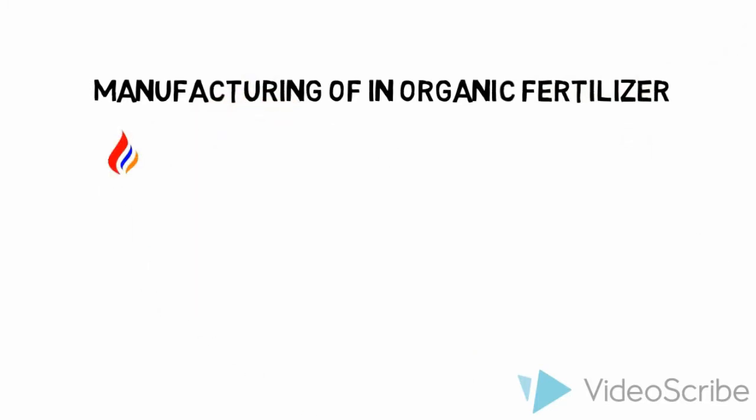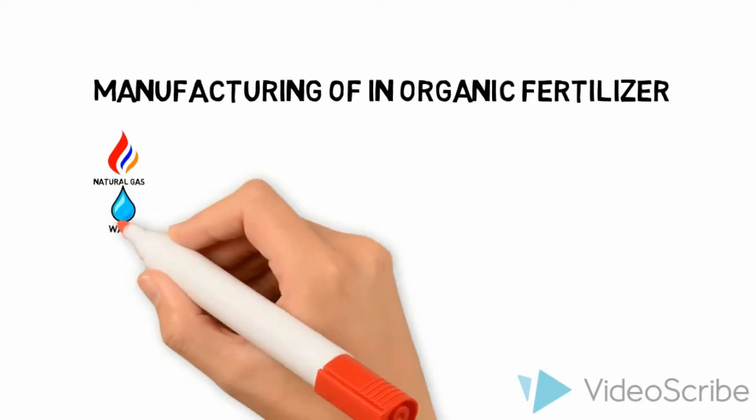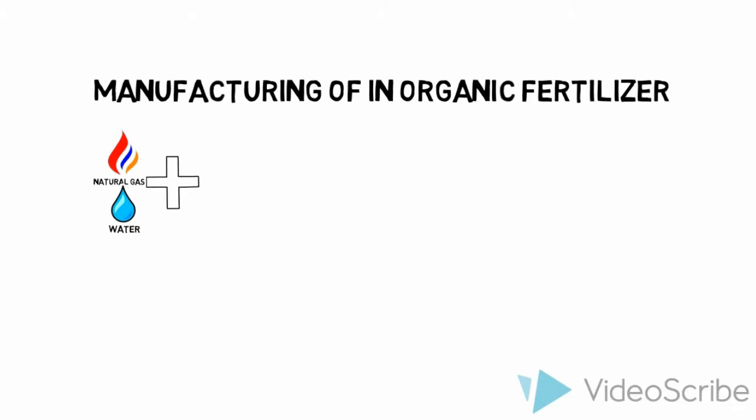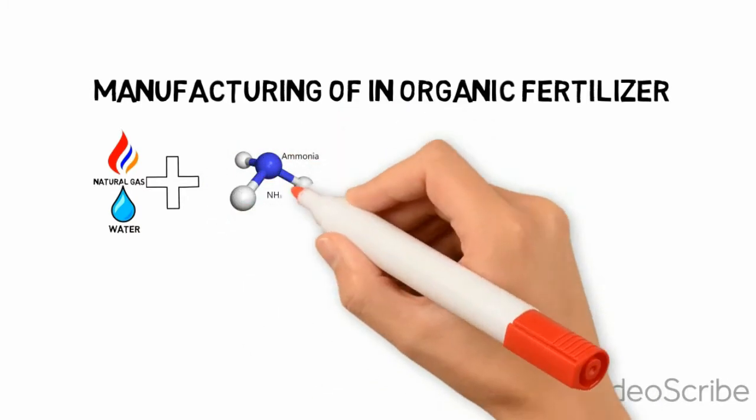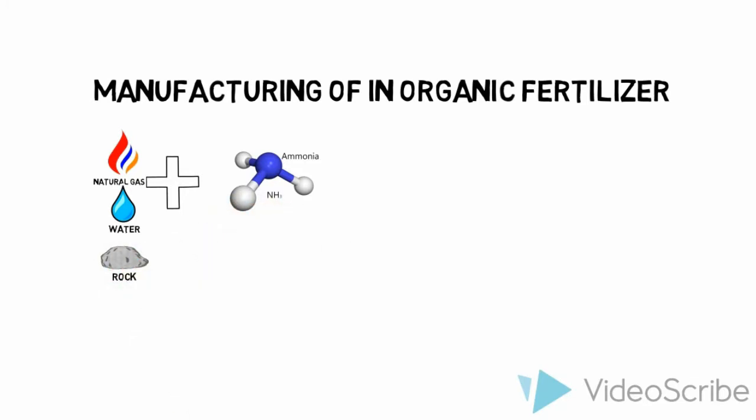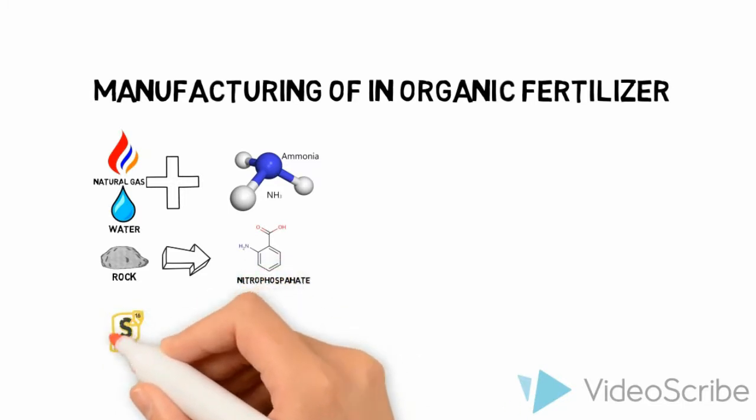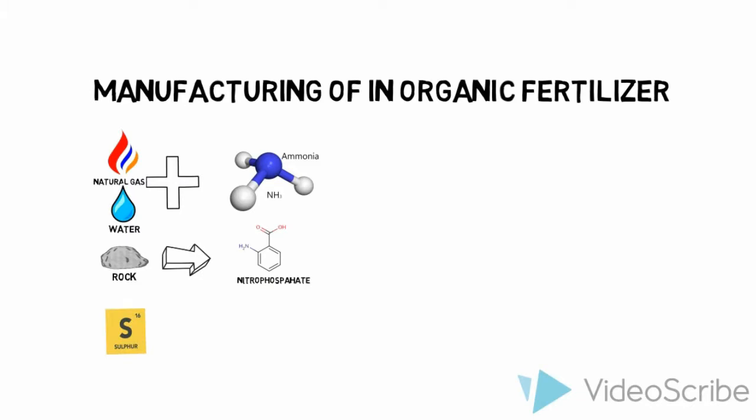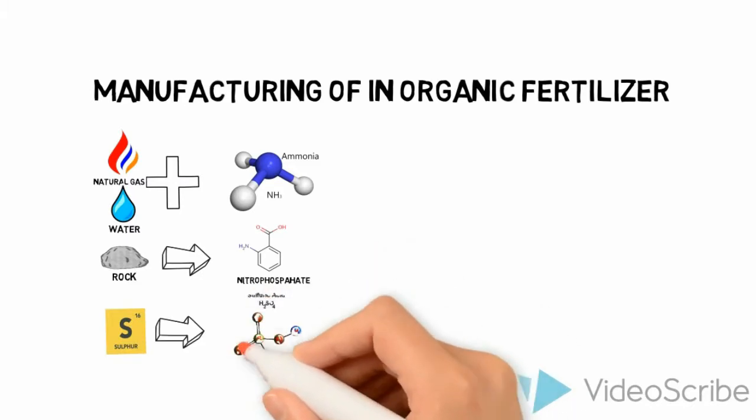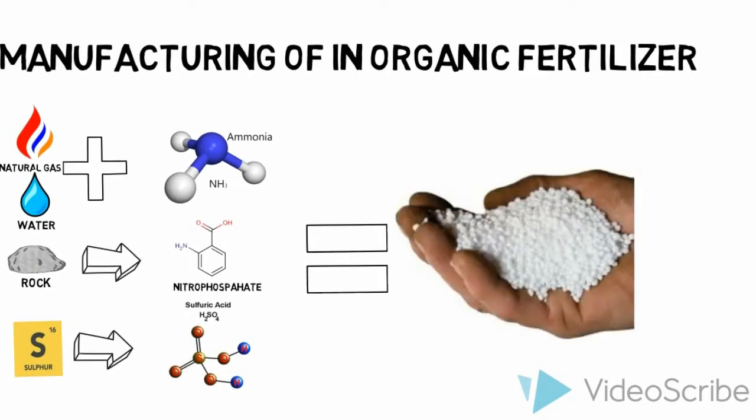First, natural gas, easily available from nature, and next, water, chemical formula H2O. The combination of natural gas and water forms ammonia, chemical formula NH3. Next, an ingredient extracted from rock is nitrophosphate, a chemical ingredient. Then, from sulfur, periodic symbol S, sulfuric acid is extracted, chemical formula H2SO4. The combination of ammonia, nitrophosphate and sulfuric acid forms inorganic fertilizer.